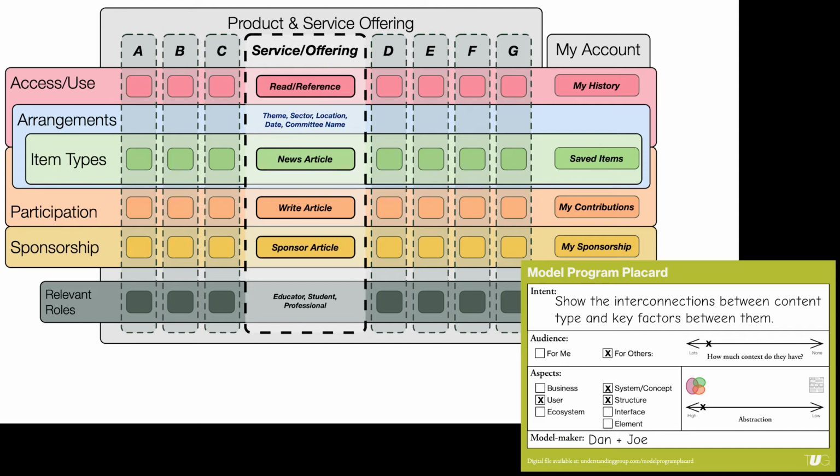Per the intent, we needed to show the interactions between content types and the key factors between them. This model was so high level, it showed both the system as a whole and key structures within it, as well as which key demographics of users would find parts relevant or not. This is a very abstract model. I can't imagine including this many aspects and this many details in a more abstract way.